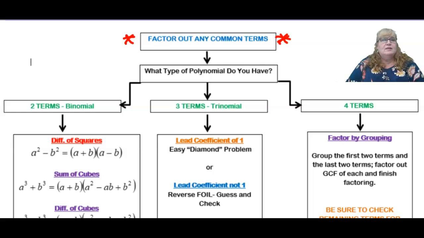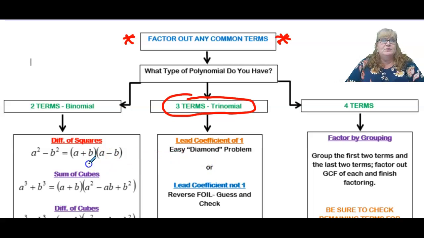Then it says if you have three terms, that's called a trinomial, and we're going to factor by guess and check. We are not going to do slide and divide in this class. You really need to get good at guessing and checking and looking for patterns, okay?